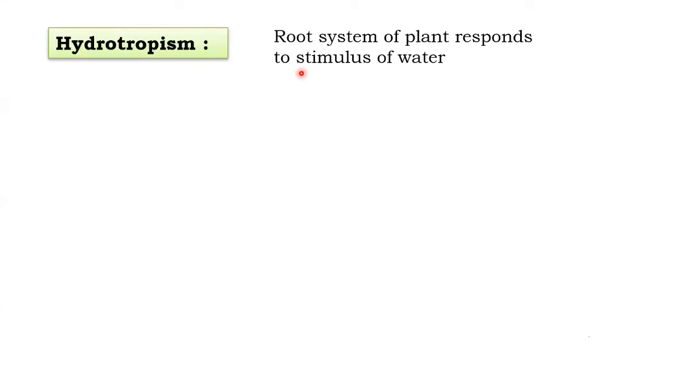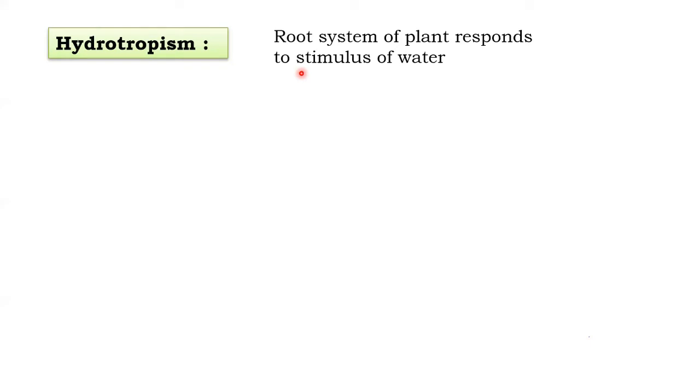You might know that water is always on the ground surface. We're not talking about the vapor which is present in the air, but I'm talking about the liquid water which is always present on the ground, right? In or on the ground, right? So what we can say is that the stem system is negatively hydrotropic and the root system is positively hydrotropic.